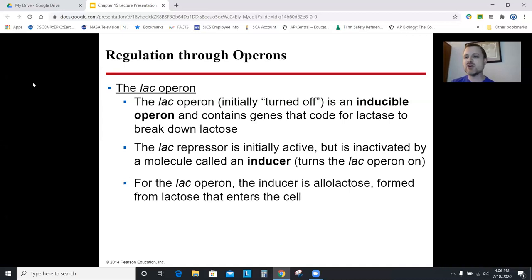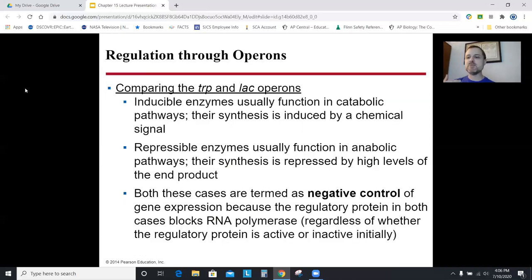And again, what's the whole point? The whole point is so the cell doesn't build things that it already has, and it doesn't build enzymes that it doesn't have the substrate to break down. This slide compares the two. Both of these are negative feedback because at some point you're blocking gene expression by blocking polymerase.